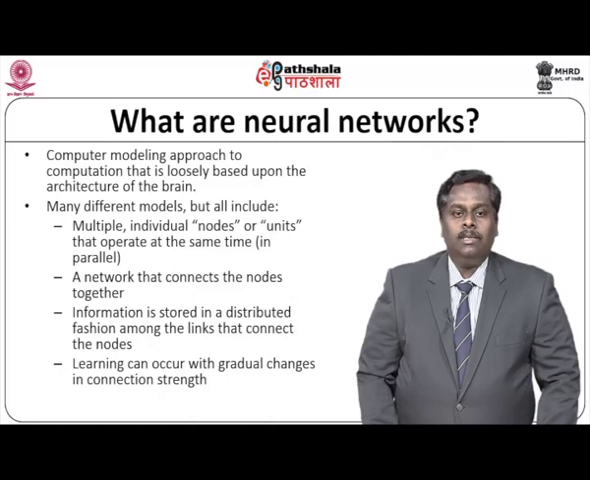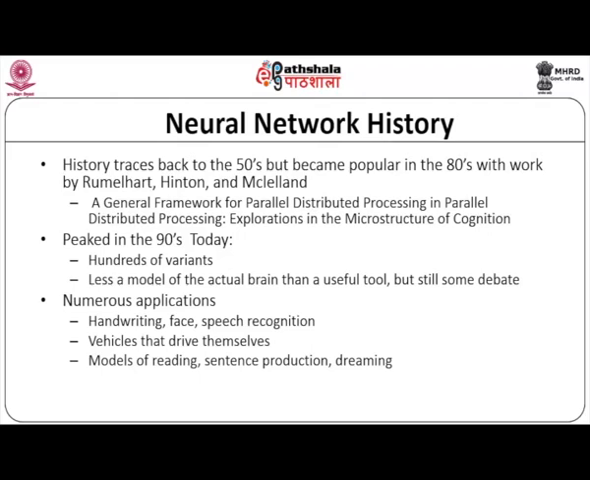And the learning in any neural network occurs with a small, gradual change in the connection strength. This change is very minimal for each and every iteration, but over a period of various iterations there will be a significant amount of change in the link strength or the connection strength. Now, let us understand the history of neural networks.